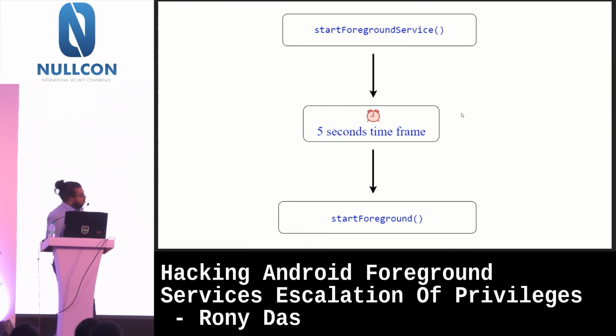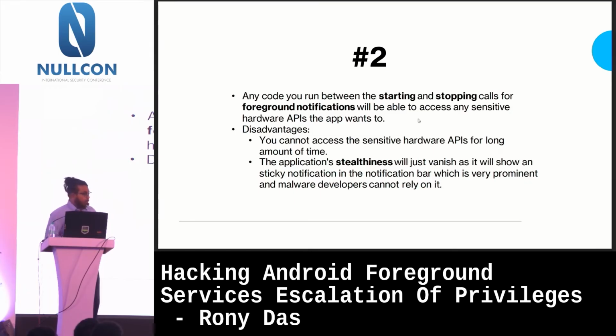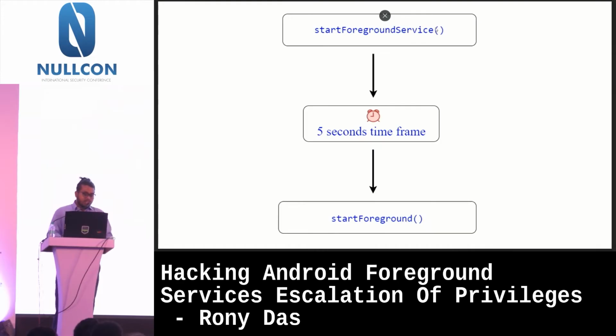So basically, let's see how it actually looks. You call startForegroundService, and then there's a 5 second time frame. You have to keep track of this, because we'll come later to how exactly you exploit this particular vulnerability. There's only a 5 second time frame, and then you have to start the foreground service. If you do not start the foreground service within this 5 second time frame, it does not start. The Android OS kills the service. Any code you run between this start foreground service and stop foreground service is a privileged call. So you can access the camera, microphone, or even location data within these 5 seconds.